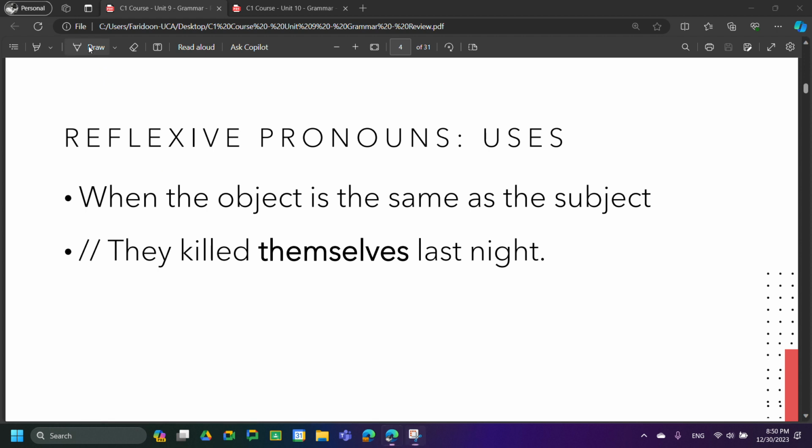Reflexive pronouns, everyone, the uses are very simple. When the object is the same as the subject, we use reflexive pronouns. Examples, they killed themselves. So the object is going to be the same as the subject or the doer of the action. So the receiver of the action is again, in a way, the subject. So, it's going to work both ways. Okay, so we're using reflexive pronouns for that.